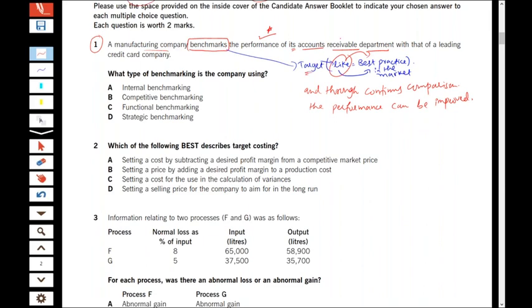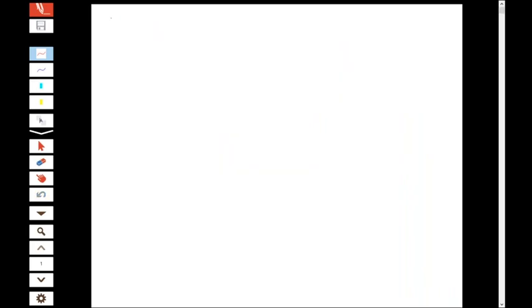Now, what is this benchmarking? Accounts receivable department compared with that of a leading credit card company. What is this? This is functional benchmarking. How is it functional benchmarking? I'm going to explain it here. See, there is benchmarking.